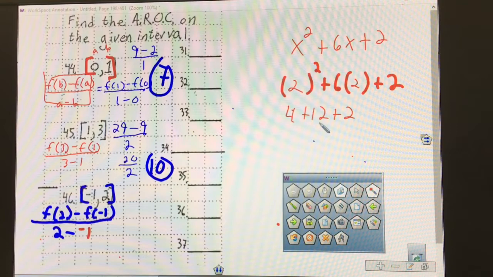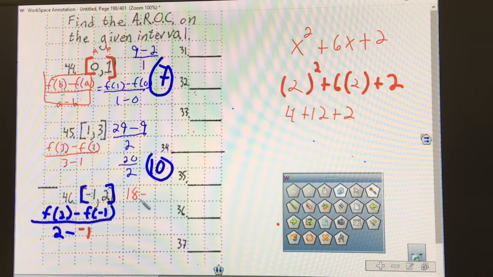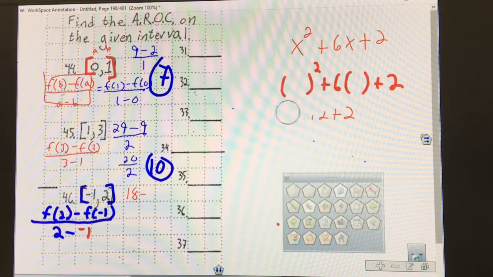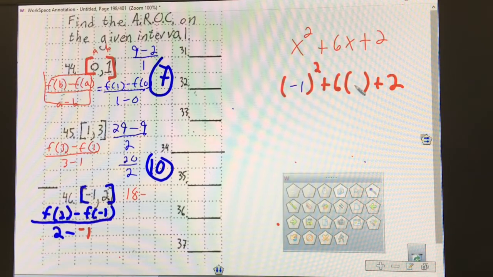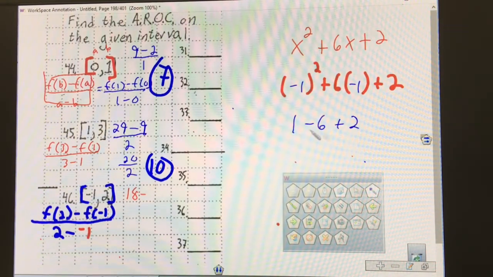So 12, 14, that's going to give me 18. Minus, I did f of negative, no, I didn't do negative 1. I might have done it on another page. So I'm going to plug in negative 1 now. So let's see what happens. That's 1 minus 6 plus 2. That's going to give me negative 3.